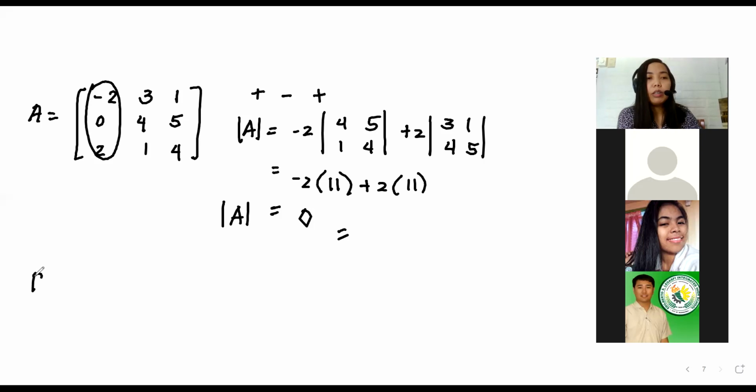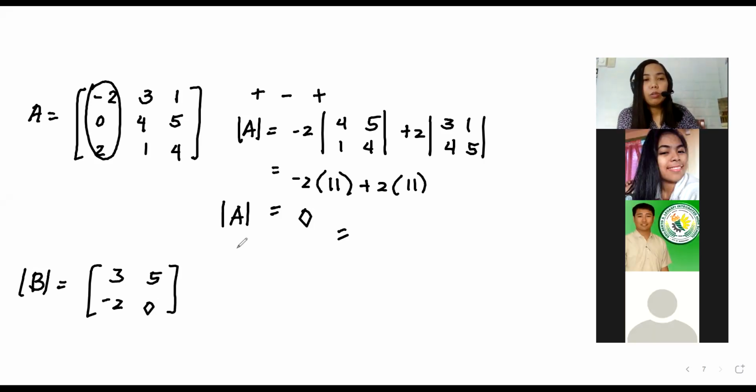It's the easiest of all. Take matrix B. We have 3, 5, negative 2, 0. Let's get the minors. So we have B sub 1,1, B sub 1,2, B sub 2,1, and B sub 2,2. Only four, because there are only four elements.